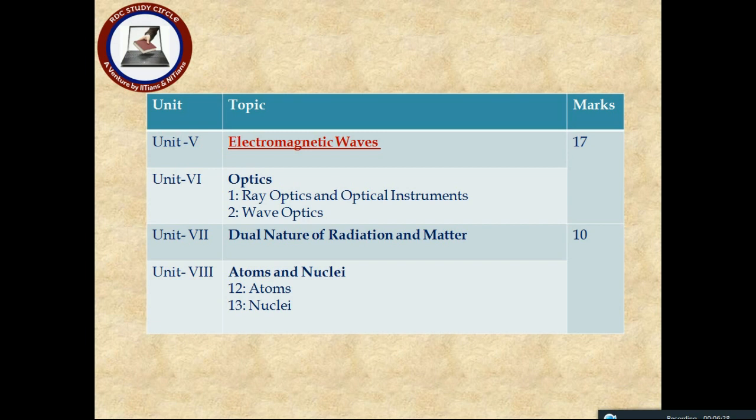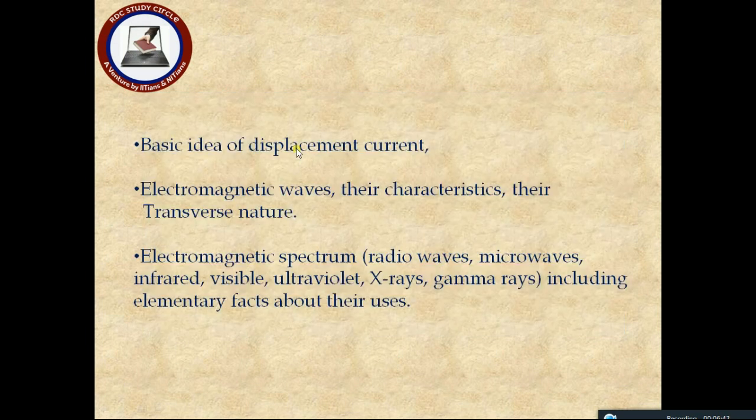The fifth unit is electromagnetic waves, and the sixth unit is optics, and the equal weightage of the 5th and 6th units is 17 marks. In electromagnetic waves, the student will get an introduction to the basic idea of displacement current, electromagnetic waves, their characteristics, their transverse nature, and electromagnetic spectrum like radio waves, microwaves, infrared, visible, ultraviolet, X-rays, gamma rays, including elementary facts about their uses.